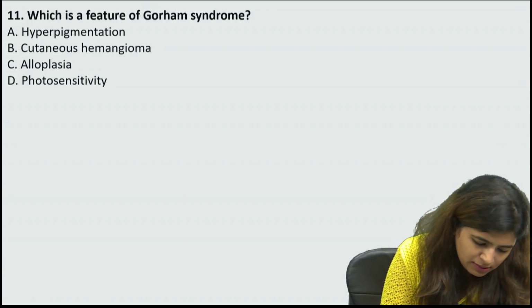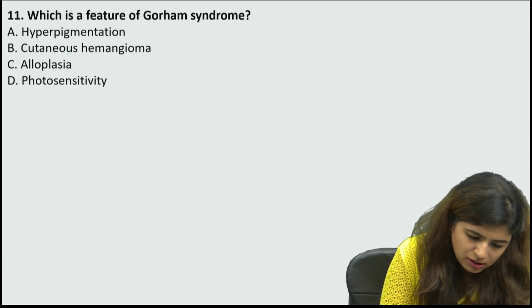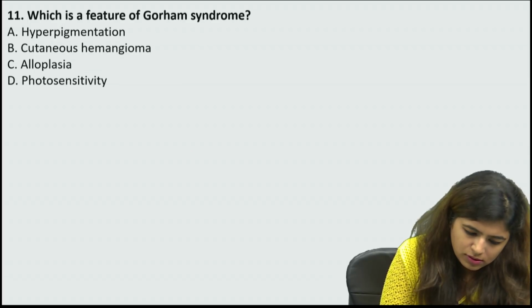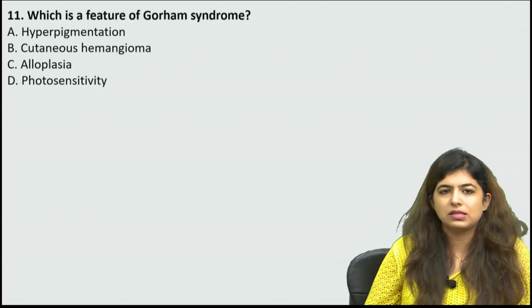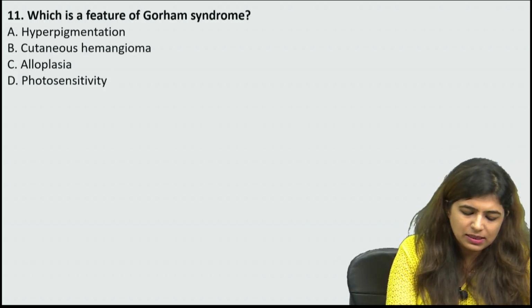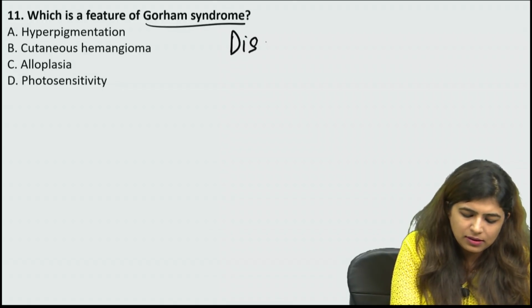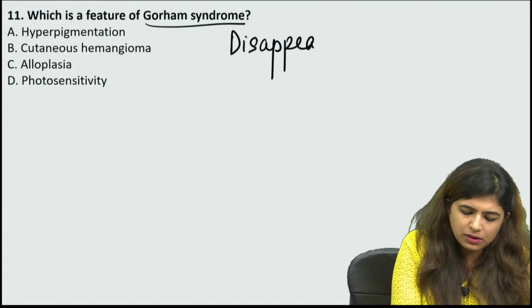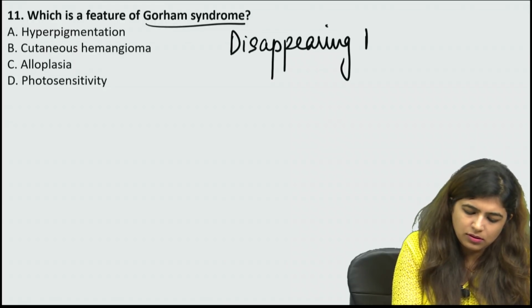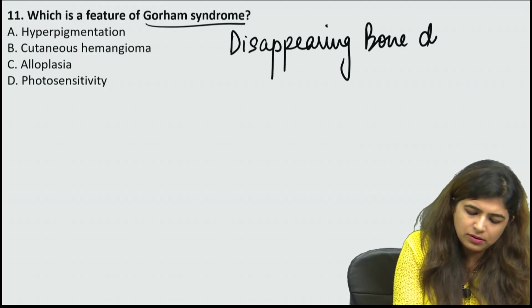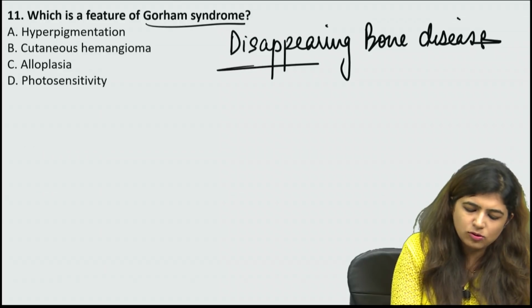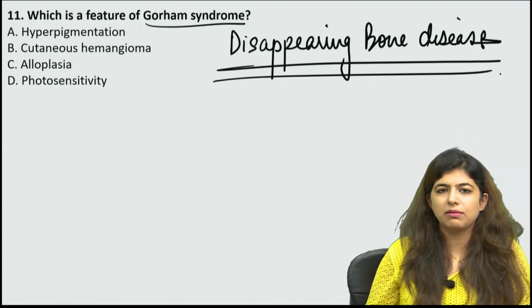Hyperpigmentation, cutaneous hemangioma, alopecia, photosensitivity. What is this? See, Gorham's disease is also called the disappearing bone disease. This is also called as the disappearing bone disease.